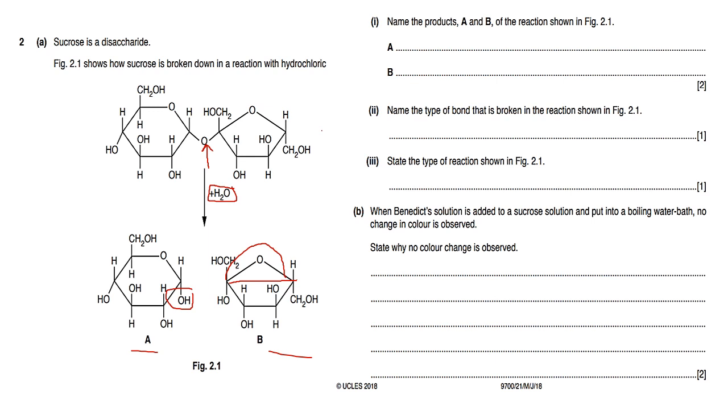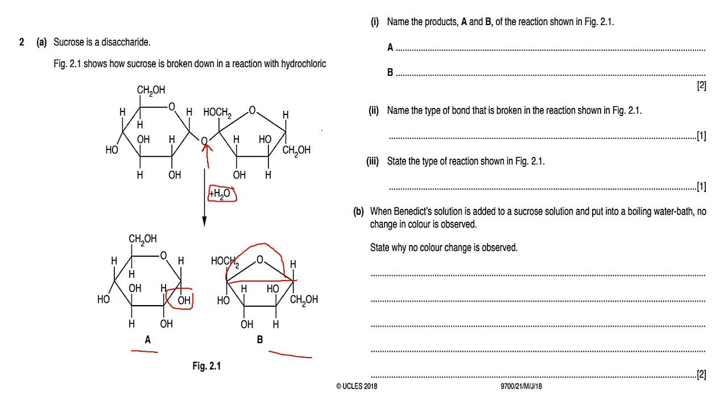You usually get questions about food tests even in paper 1, or you can get them in paper 2, as you can see here. So when you add Benedict's to a sucrose solution and put it in a boiling water bath, you don't see a color change. And the reason for that is, if you remember the test for sucrose, which is a non-reducing sugar, I believe, yeah, sucrose is the non-reducing sugar. Sometimes I confuse which one's non-reducing and which one's reducing.